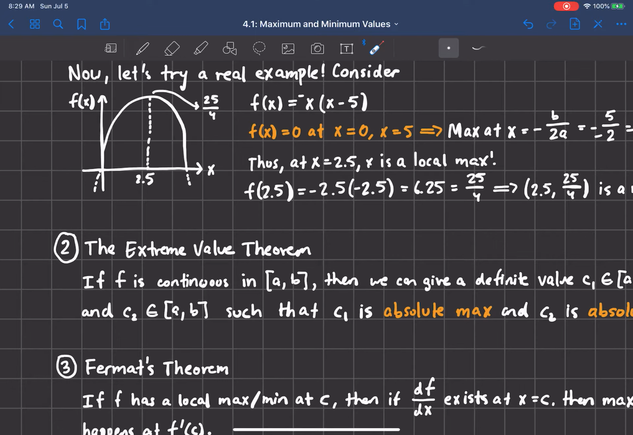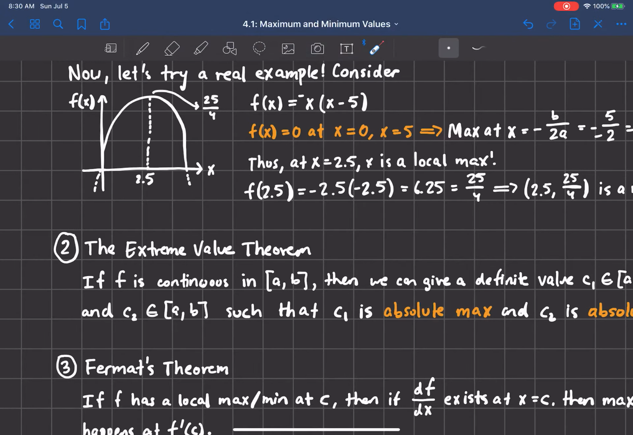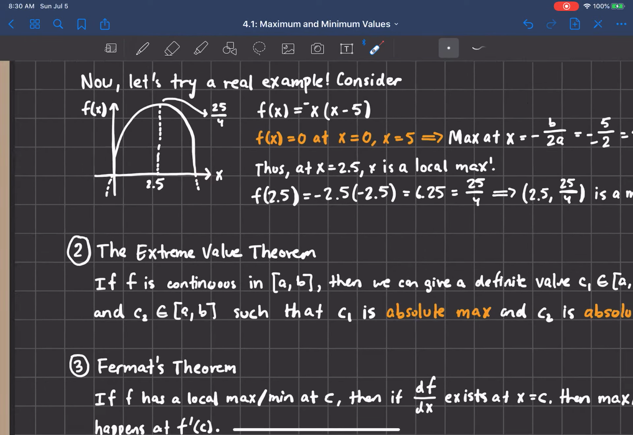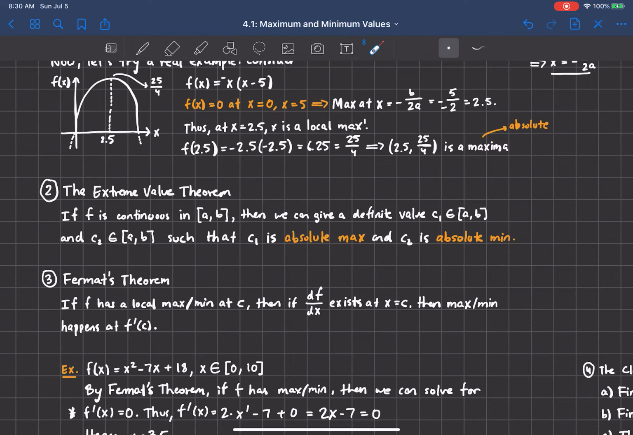If you figured it out, you'll notice that at the points 5 and 0, we hit the 0 value. In fact, for this constrained domain from 0 to 5, that is the smallest we're going to get. You cannot get less than 0. As a result, we know that the absolute minima is going to be 0, and it occurs at two different points. It occurs at x equals 0 as well as x equals 5. So that's the extreme value theorem. Let's continue to Fermat's theorem.